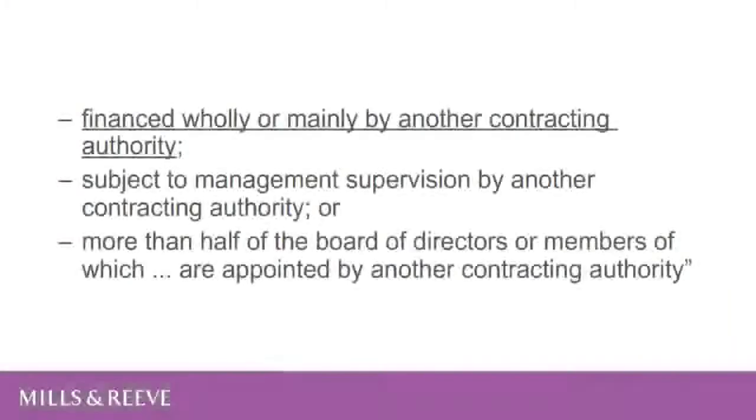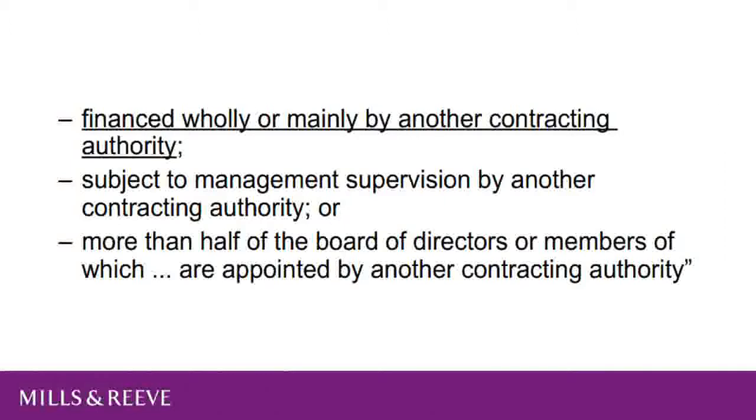So, first of my topics, what's the legal test? Well, there it is in the legislation. It's a corporation established for the specific purpose of meeting needs in the general interest. And then one of the following three limbs has to be satisfied. I've underlined the one that is critical to what I'm talking about, and that is financed wholly or mainly by another contracting authority, or subject to the management supervision of another contracting authority, or where more than half the board of directors or members are appointed by another contracting authority.